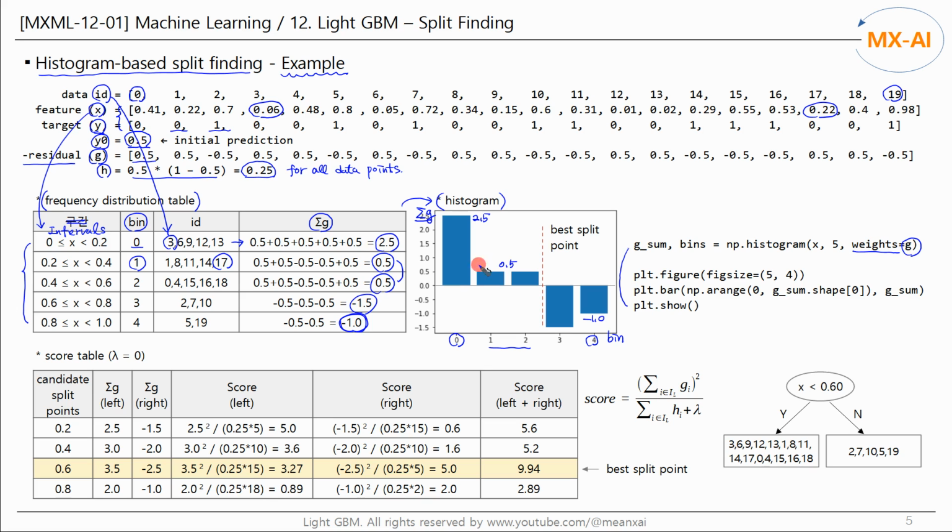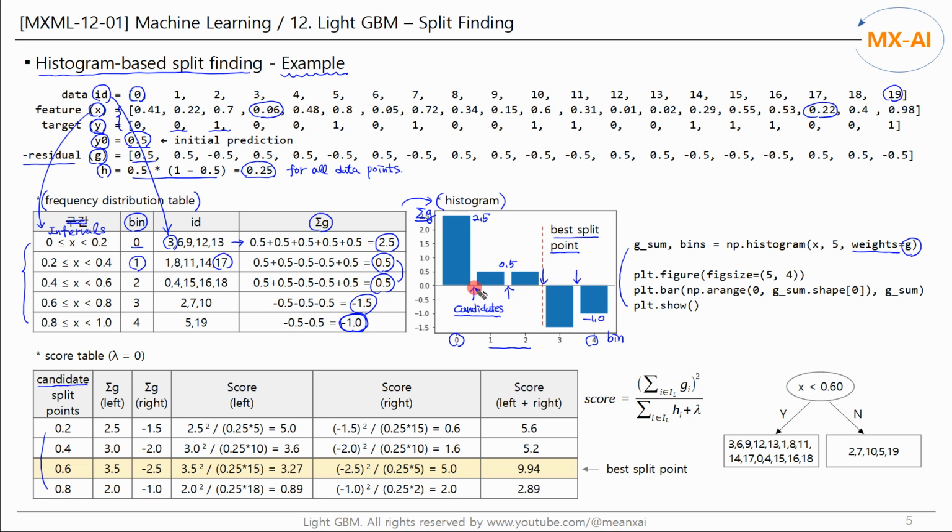In this histogram, we can set 4 split point candidates like this. We want to find the most optimal split point among these 4 candidates. There are 4 candidate points like this.